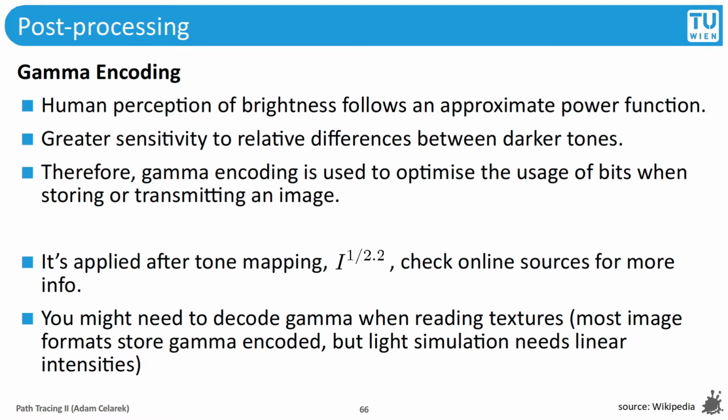This factor 2.2 is sometimes 2.3 or something. It depends on the operating system and some other things. Check the net for more information. But the crucial part here is that it is applied after tone mapping, first, and second, when you read textures, you sometimes will need to decode gamma, because in the light simulation we use linear intensities, and many image formats for textures also store the image data gamma encoded. Therefore, we need to decode the gamma.